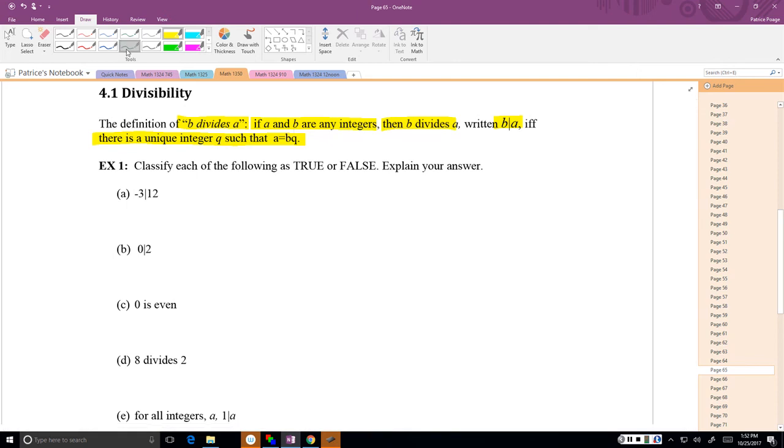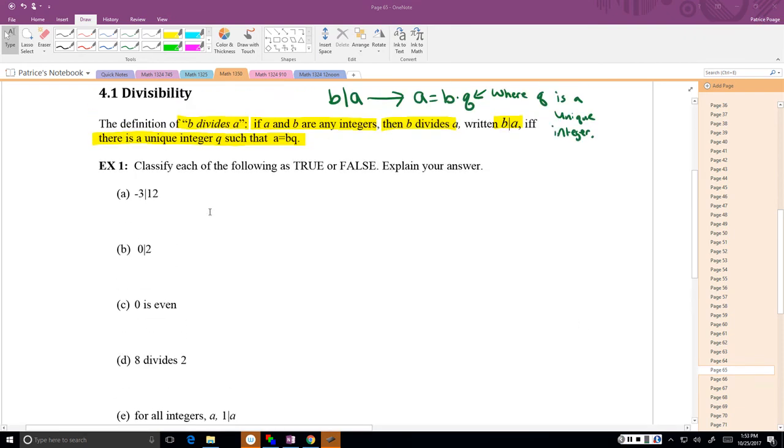So let me write this out for you better. B divides A implies that A equals B times Q, where Q is a unique integer. And I'm going to go back to my video.